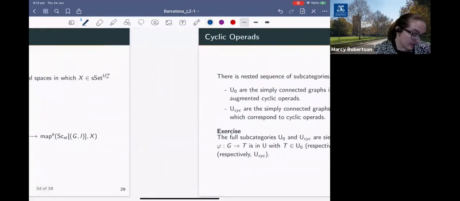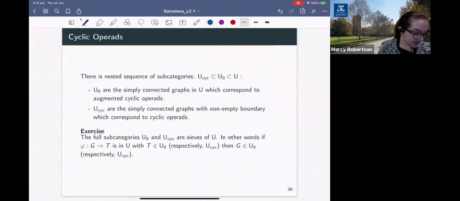All right. So anyone who works with modular operads will be thinking about what happens to the cyclic case. So this is sitting around inside all the time. And you actually have a nested sequence of subcategories. Which one we'll call U sub 0, and one is called U. And so U sub 0, these are just the simply connected graphs. So these correspond to augmented cyclic operads. So this might include something that looks like this.